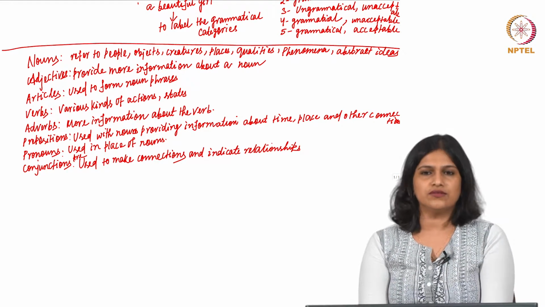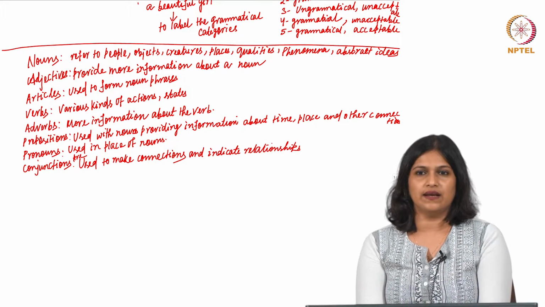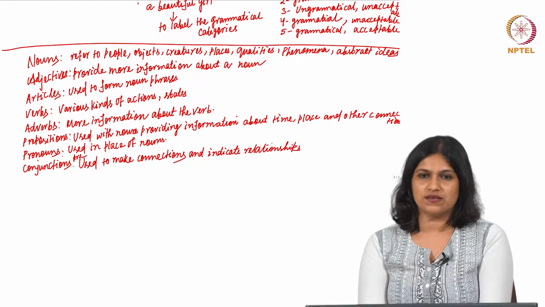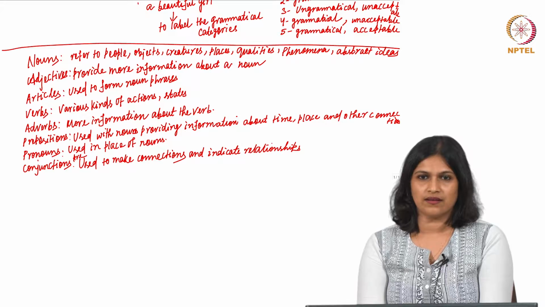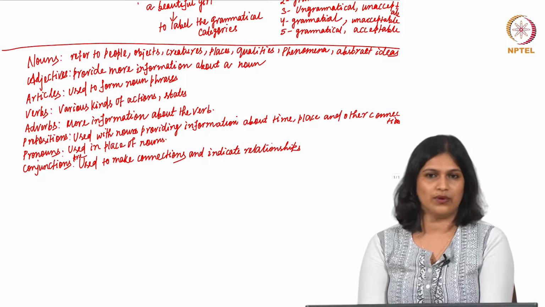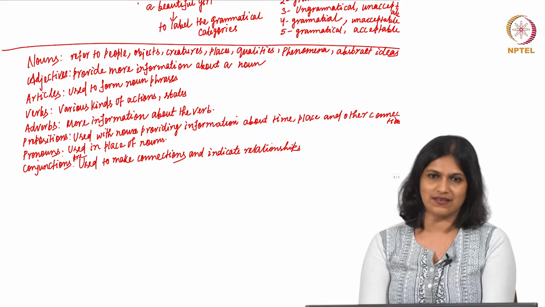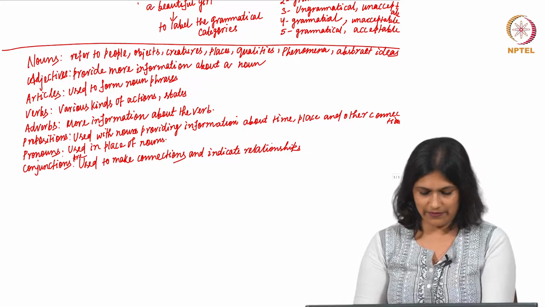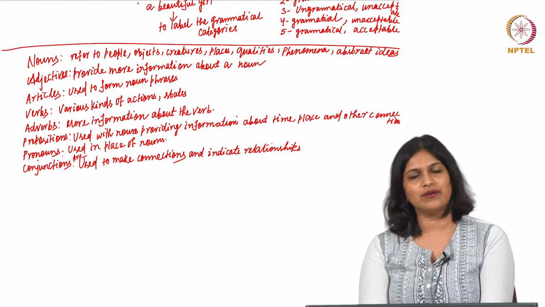Okay. They also indicate relationships. So, let us say my mother was very strict, but she took care of my studies very well. So, she was strict, yet she took care of my studies. So, this is one way of saying this. The other way, you can use another conjunction.